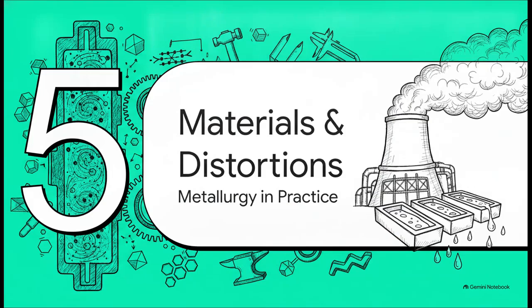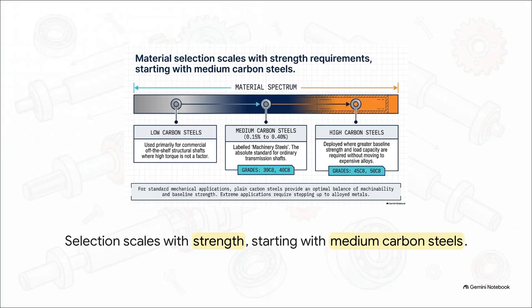Next up, Section 5, Materials and Manufacturing Distortions, Metallurgy and Practice. So, what exactly are these components made of? Material selection always scales directly with your strength requirements. The absolute gold standard for your everyday, ordinary transmission shafts are medium carbon plain steels, often just called machinery steels in the industry. We're talking about grades like 30C8 and 40C8. These give you a really optimal, highly cost-effective balance of machinability and baseline strength for standard mechanical applications.